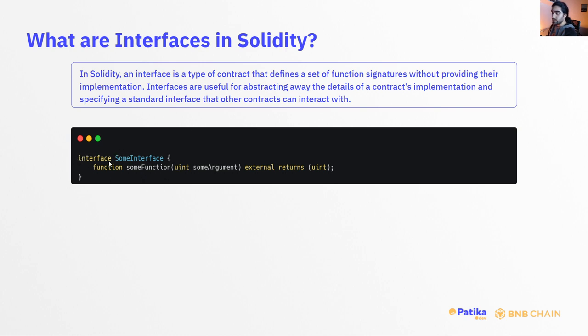So here is how we can define an interface. We basically use the interface keyword and the name of the interface, and we should have the signature of the function. That's very important. You shouldn't create a body of the function, okay?